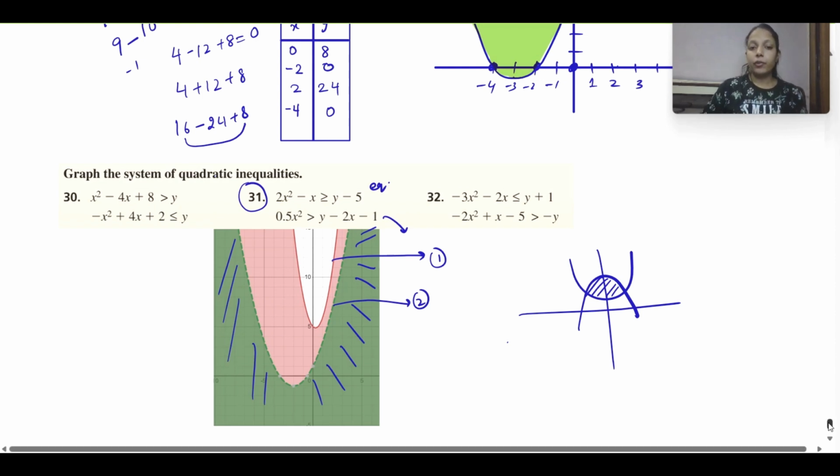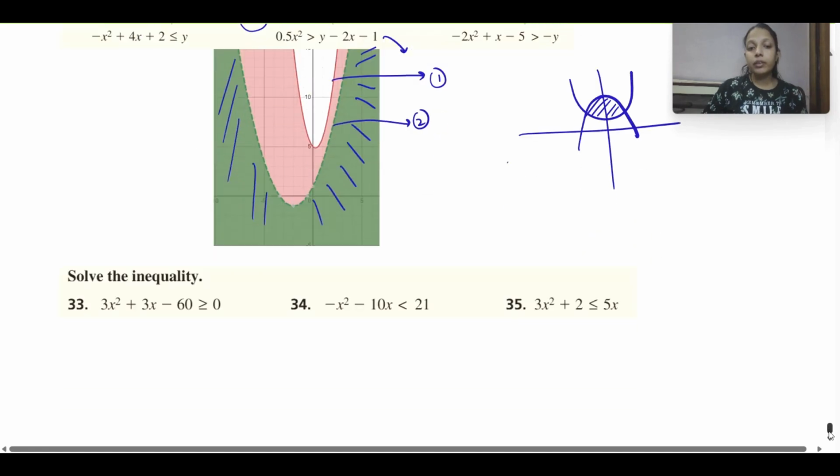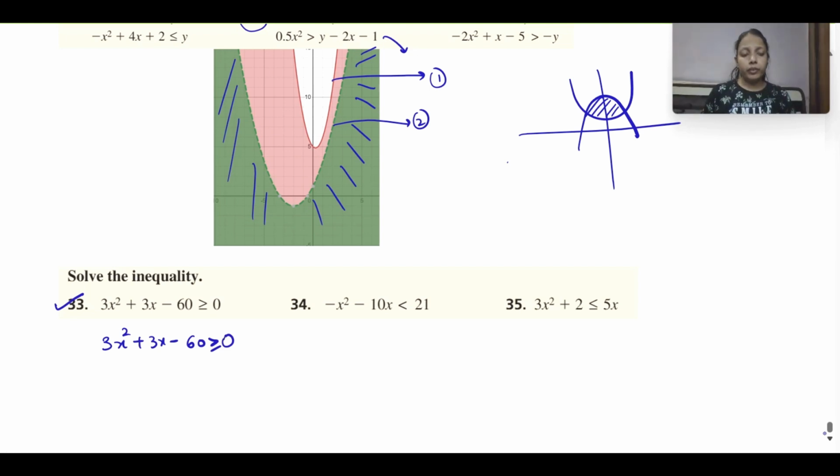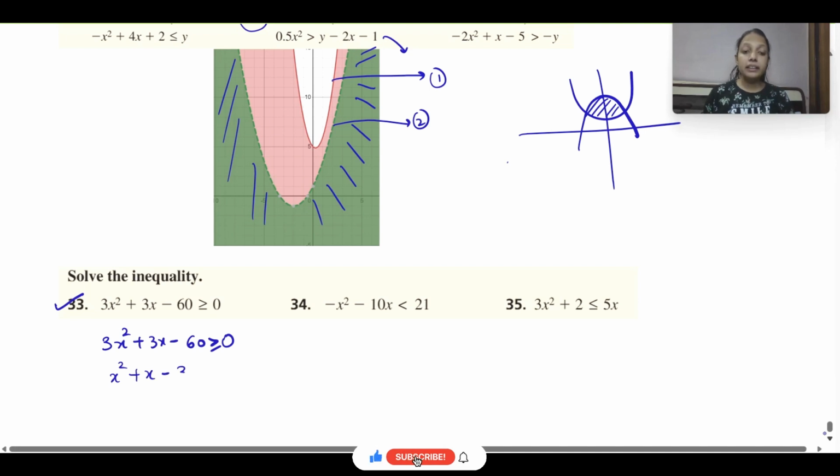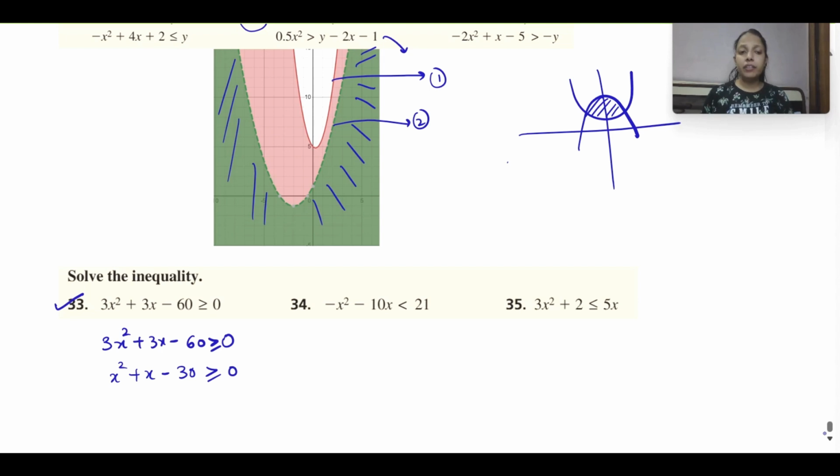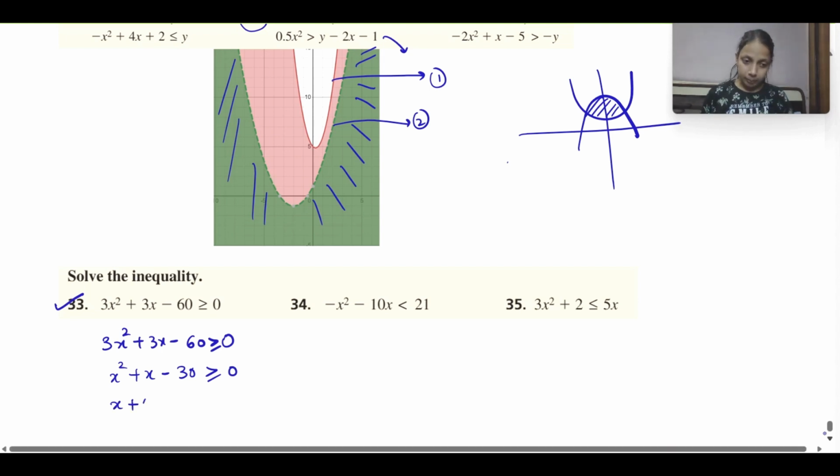Okay, right. So the next one, solve the inequality. We have to do it manually. So let's try question number 33. 3x square plus 3x minus 60 greater than or equal to 0. I can divide by 3. x square plus x minus 20 greater than or equal to 0. Try to factorize this. 6 fives are 30 and 6 minus 5 is 1. So that is x plus 6 and x minus 5. It should be greater than or equal to 0.